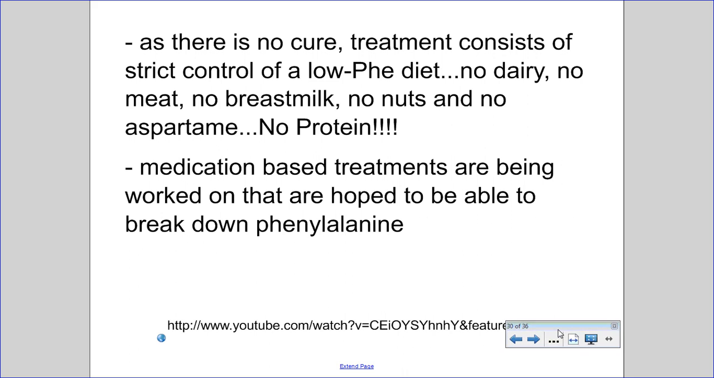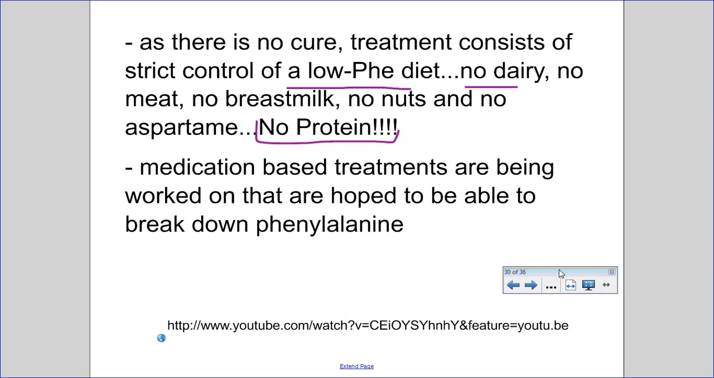Right now there is no cure. The treatment consists of a strict low phenylalanine diet. So no dairy, no meat, no breast milk, no nuts, and no aspartame. Basically, like no protein. You have controlled amounts of protein that you ingest to keep those phenylalanine levels low. Medication-based treatments are being worked on, and are hoped to be able to break down phenylalanine, but these have yet to be used in a clinical setting.